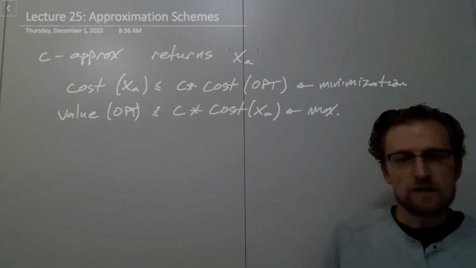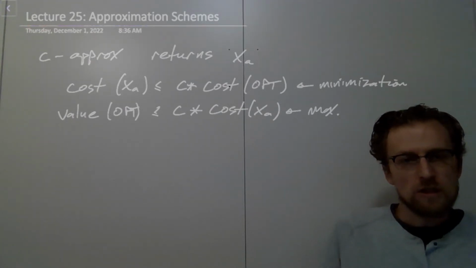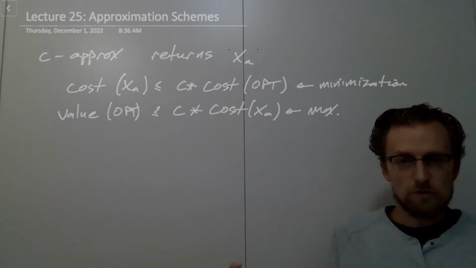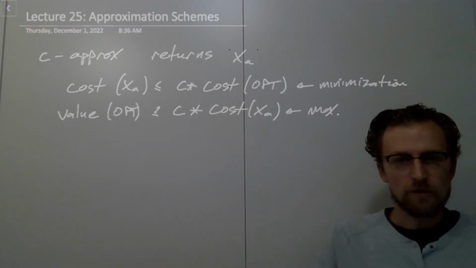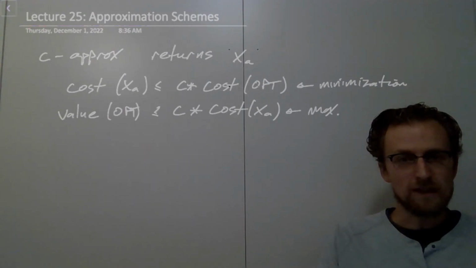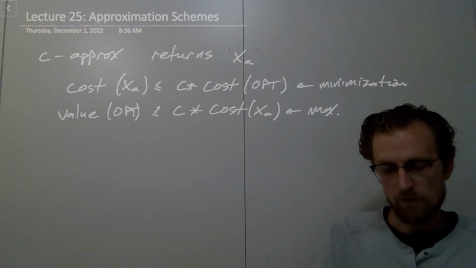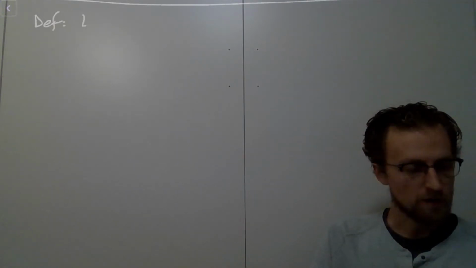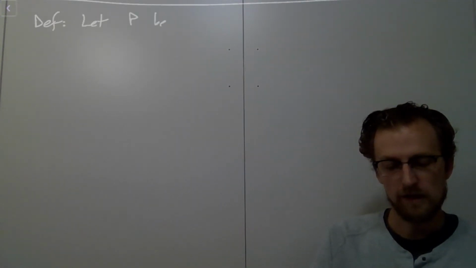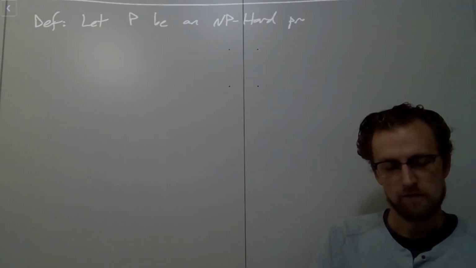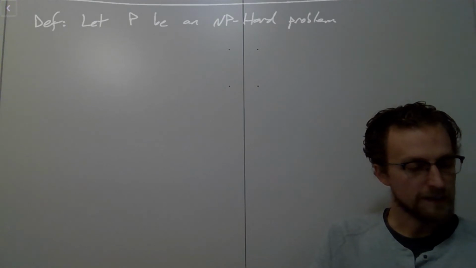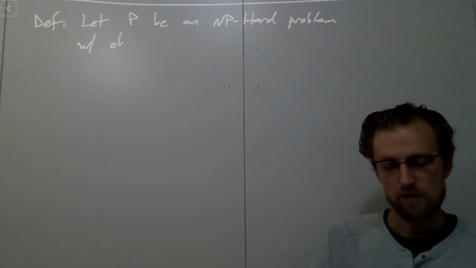And so that's the whole concept of an approximation scheme. The approximation scheme has an error parameter. So you feed the actual algorithm with a parameter that says, here's how close I want to be to optimal. And so here's the formal definition of an approximation scheme. So we're going to let P, capital P, be an NP-hard problem, and it has an objective function f.